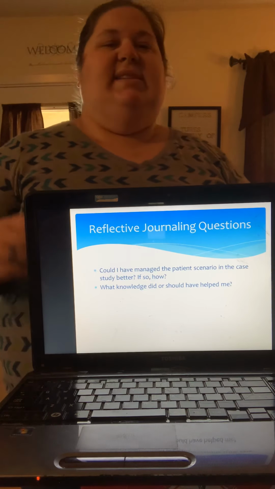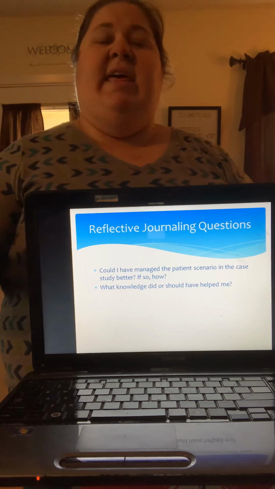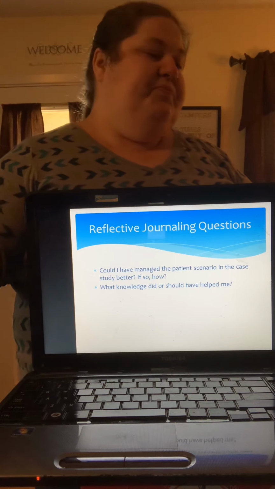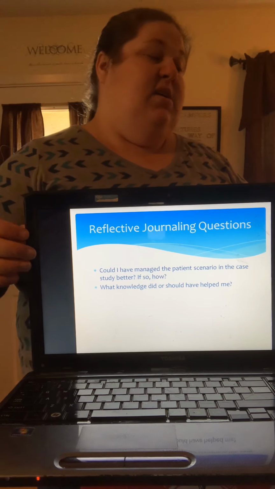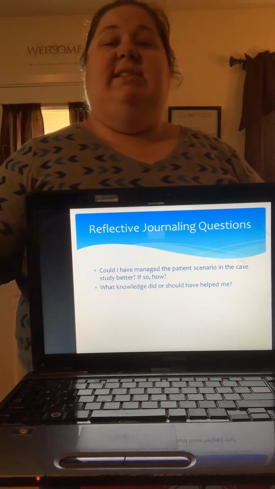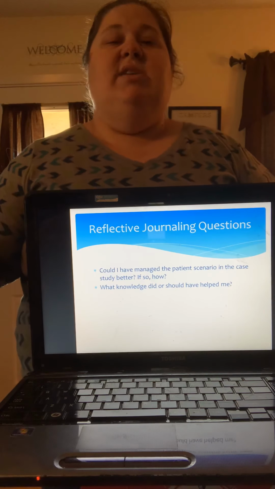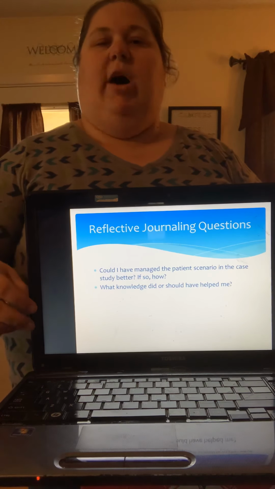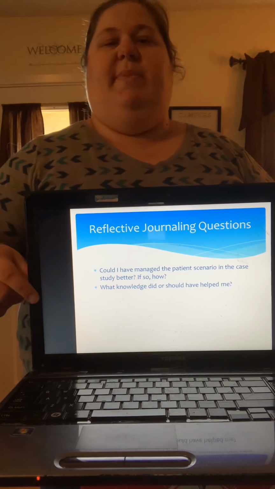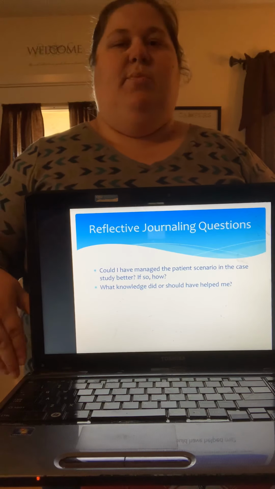So this slide discusses some reflective journaling questions. Students would have an opportunity after the case study and after the lesson on hypertension to have reflective journaling time. So one of the questions that's listed: could I, as a student, have managed the case study in a different or better way? And if so, how? So students are working in groups. So this is their opportunity to list other options that the patient might have been able to have or to treat the patient better. So could they have been prescribed a different medication? Would it have been more effective?